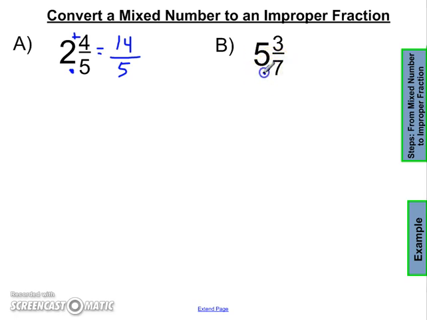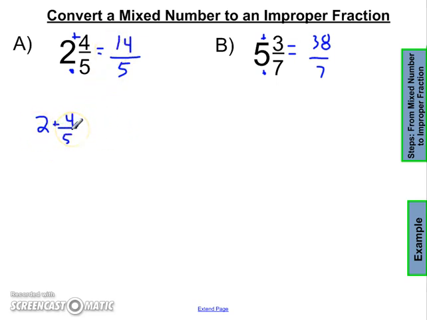5 times 7 is 35. Plus 3. Well, 35 plus 3 is 38 sevenths. Now let me show you why this works, or how this works. 2 plus 4/5. Because again, remember I said that whole and thing. What would happen? Because the example I gave you is the shortcut version. Here's the long version way.